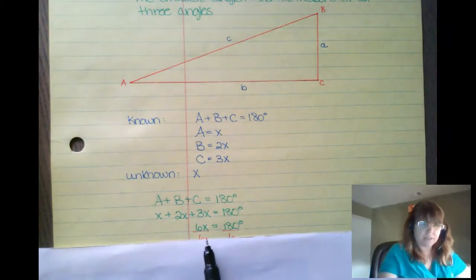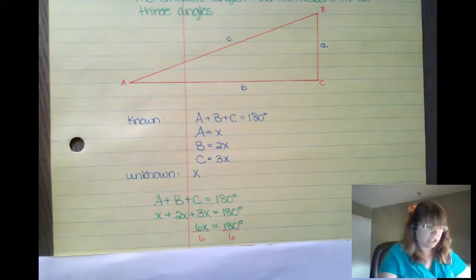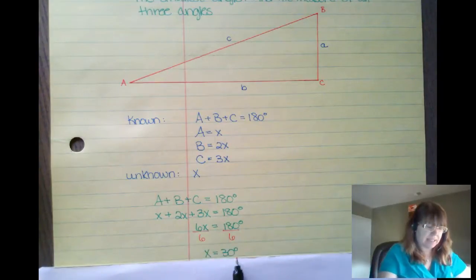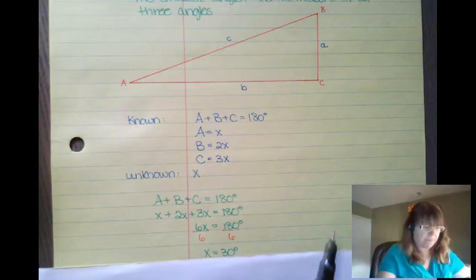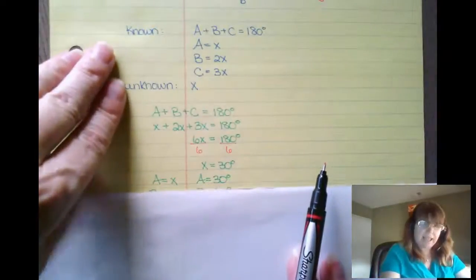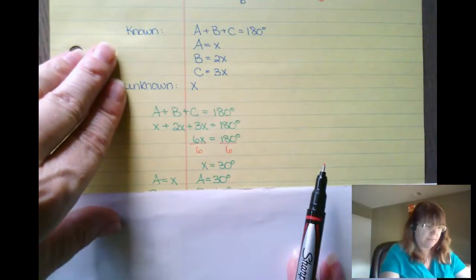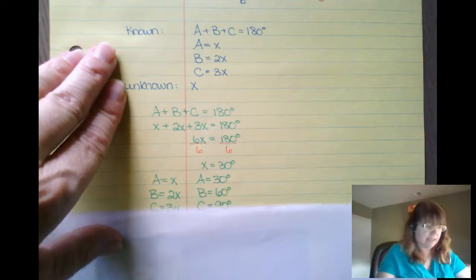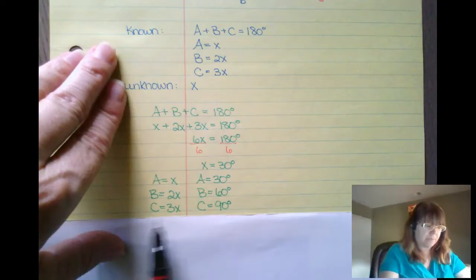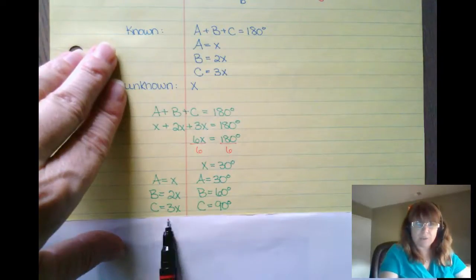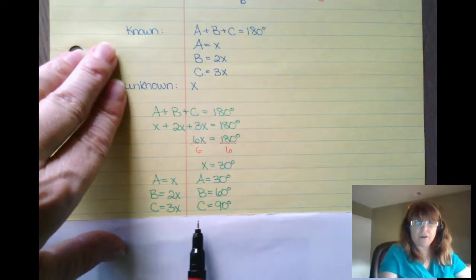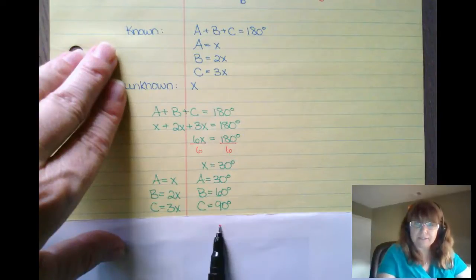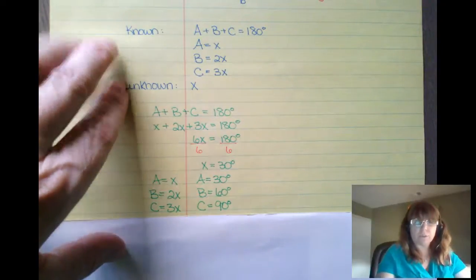Combine like terms, divide by the coefficient, so x is 30. Therefore, angle A is 30. Angle B is 2x, so angle B is 60. And angle C is 3x. Therefore, angle C is 90. So you may want to look through that once again.